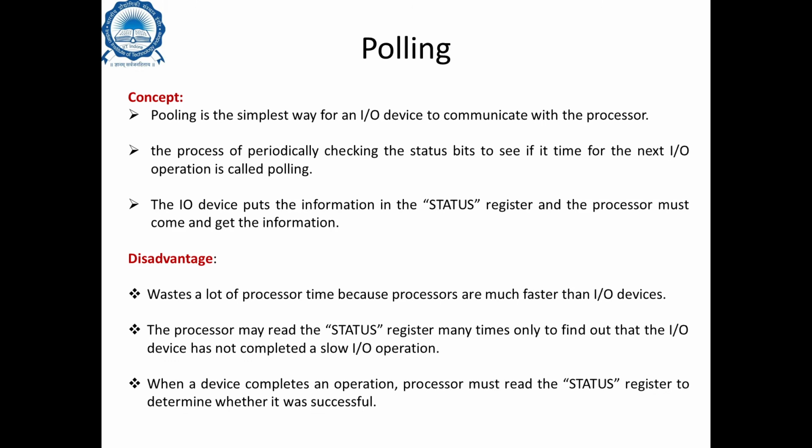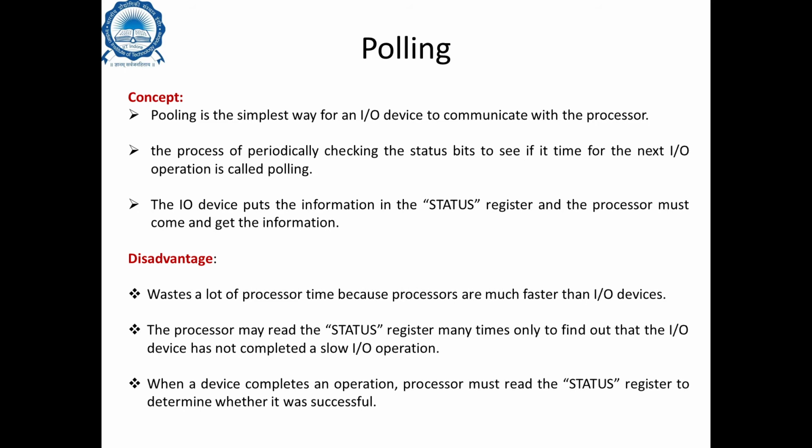So polling is the simplest way for an IO device to communicate with the processor. The processor periodically checking the status bit to see if it is time for the next IO operation is called polling. The IO device puts the information in the status register, and the processor must come and get the information from there. So whatever the processor has to check will only happen through the status register, and whatever operation has to be performed will happen through the data register. So that's how this works.